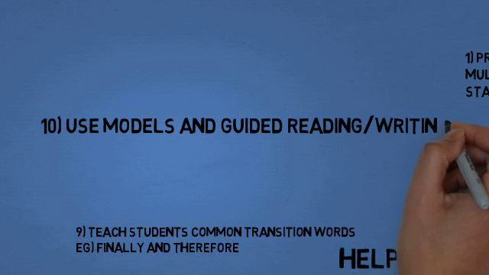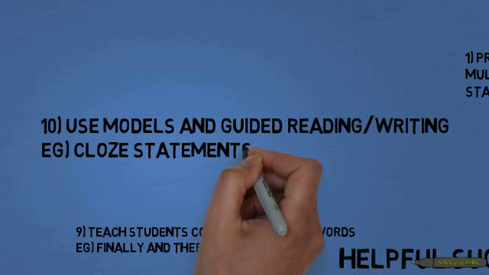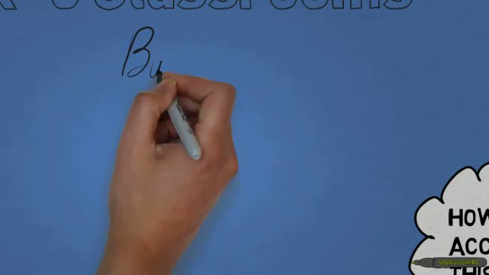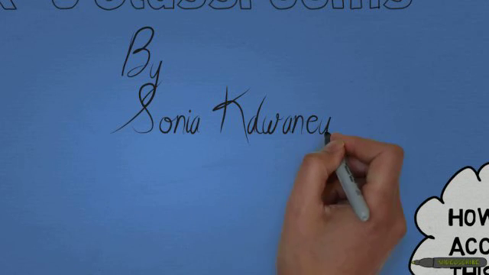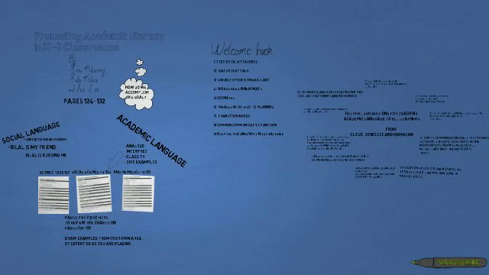Number 10 is give students models and guided writing in order to help them out. For example, most of my work involves closed statements in the beginning and also the use of word boxes. Given these suggestions, hopefully your job as an ELL teacher will be a little bit easier.